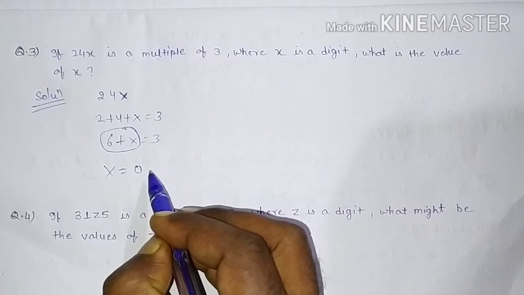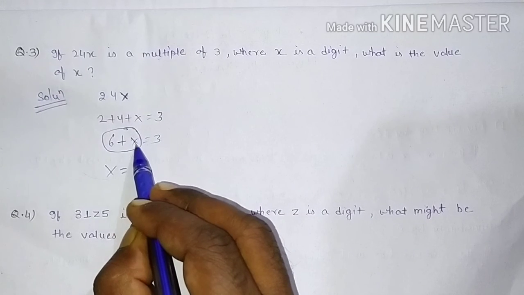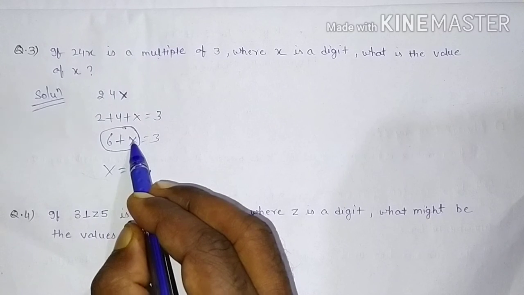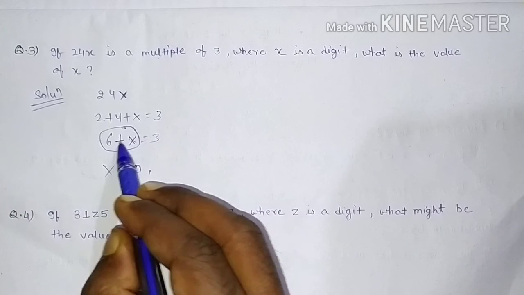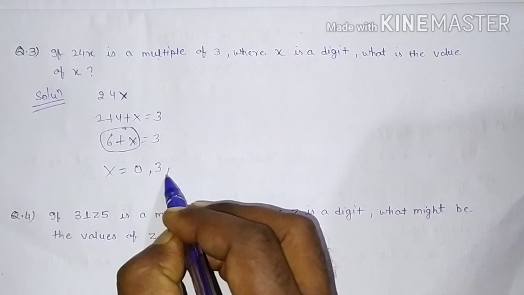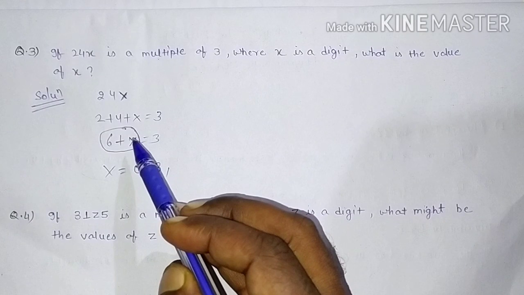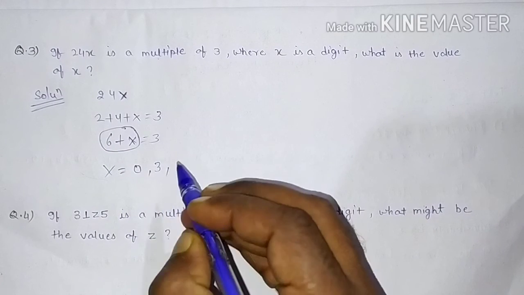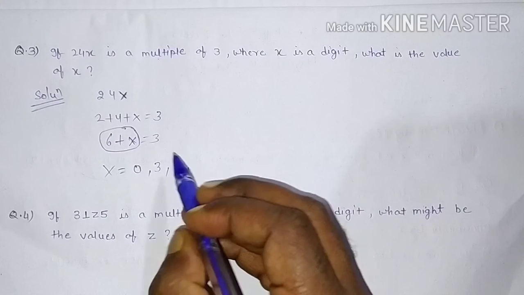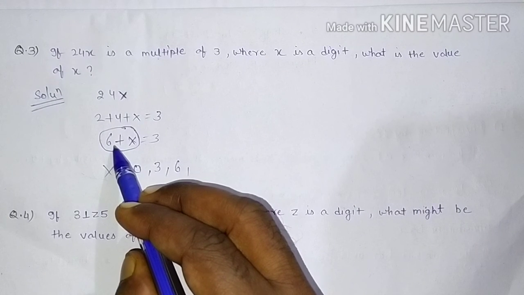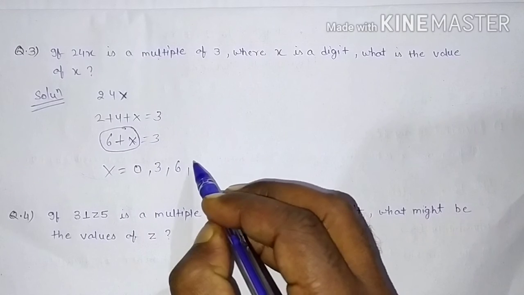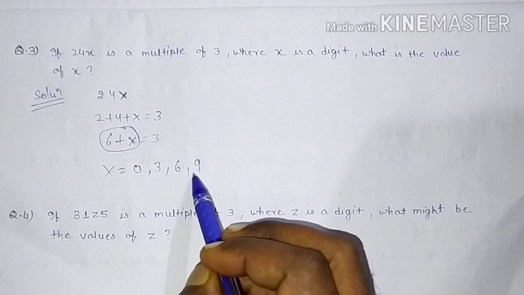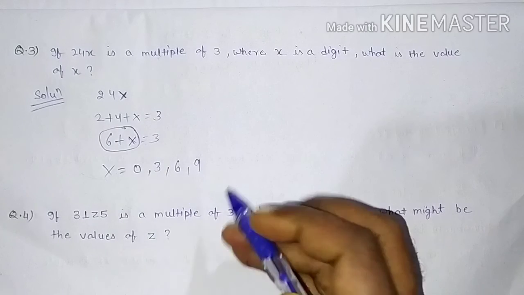Now 3. When we put the value of x as 3, 3 plus 6 is 9, and 9 and 3 are multiples, so 3 may also be the value of x. Now just check, take 6 in the place of x: 6 plus 6 is 12, and 12 is also a multiple of 3, so it is 6 also. And take 9: 9 plus 6 is 15, and 15 is also a multiple of 3, so this will be 9 also. 0, 3, 6, 9, these are the digits which may be the value of x. Okay, and this is the answer.